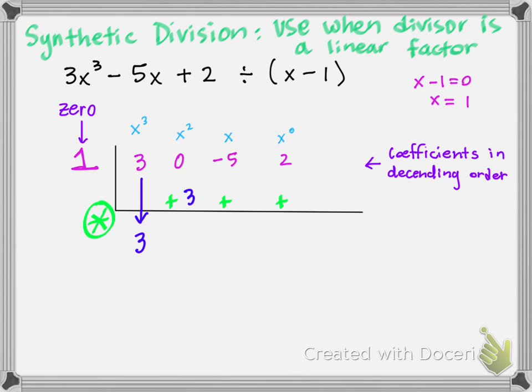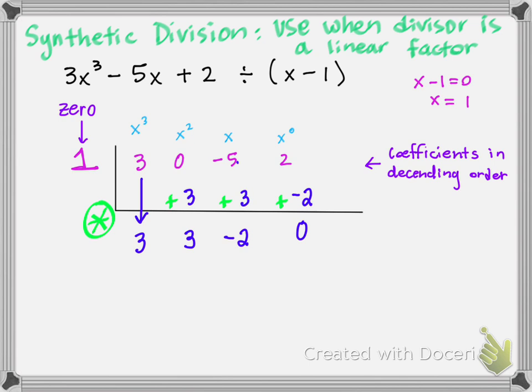Then you add the inside two numbers. 0 plus 3 makes 3. Take that second 3, multiply it by the 1, which is known as the 0. 3 times 1 is 3. Negative 5 plus 3 gives you negative 2. Take the outside of negative 2, multiply it by the 0, which is 1, and you get negative 2. Add the inside two numbers. 2 minus 2 gives you 0.